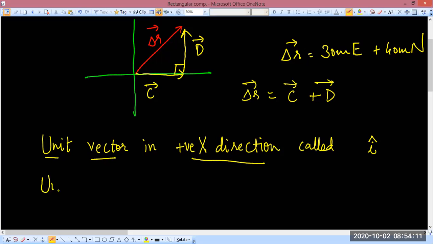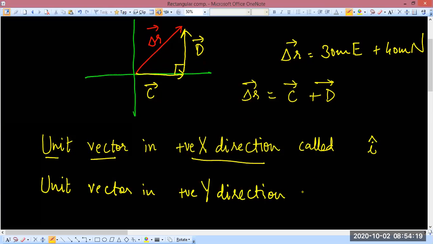And the unit vector in positive y direction is called J hat. This is very crucial. You must remember it.